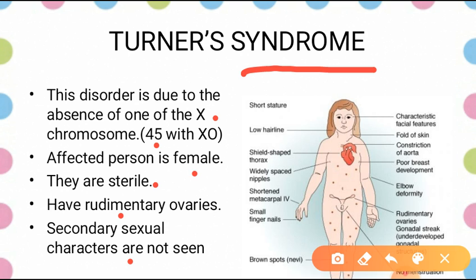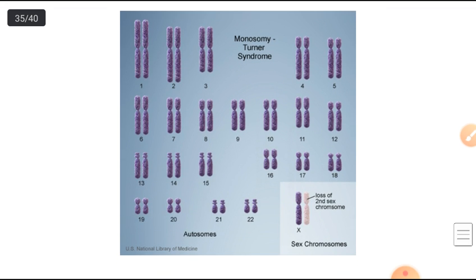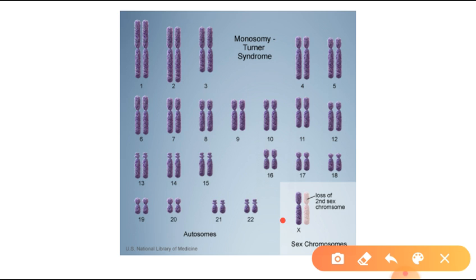So Turner syndrome is an example for which one? Monosomy. Because here 45 chromosomes are present, 44 autosomes plus only one X chromosome. The affected person is female, sterile, has rudimentary ovaries, and secondary sexual characters are absent. If you see the karyotype, only one X chromosome is present. Loss of the second X chromosome. How many X chromosomes are there? Only one, the other one is lost. That is why they have 45 chromosomes. It is monosomy.